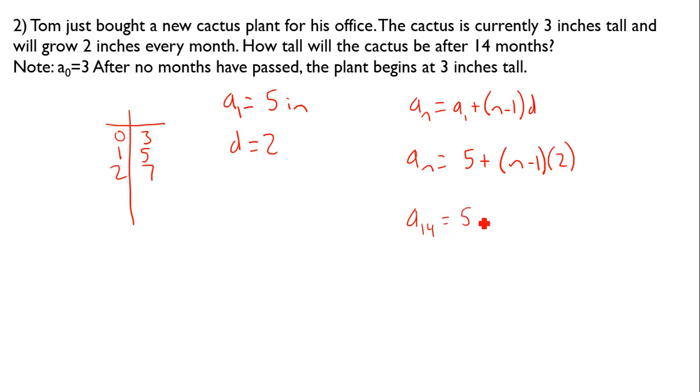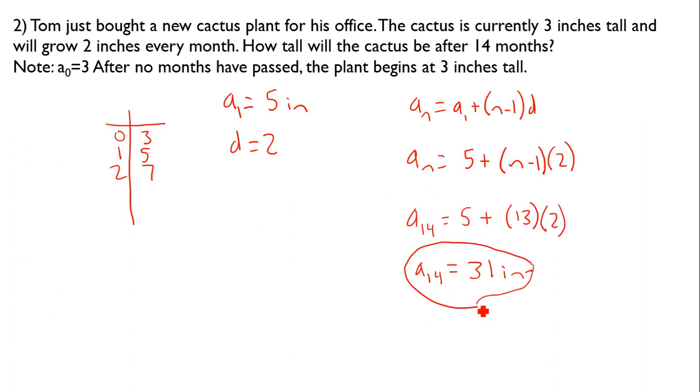a sub 14 equals 5 plus 14 minus 1, right? 14 minus 1, so 13 times 2. And I feel like this cactus is getting really, really big. So 13 times 2 is 26, plus 5, 31 inches tall. That's a really tall cactus. That is after 14 months. All right.